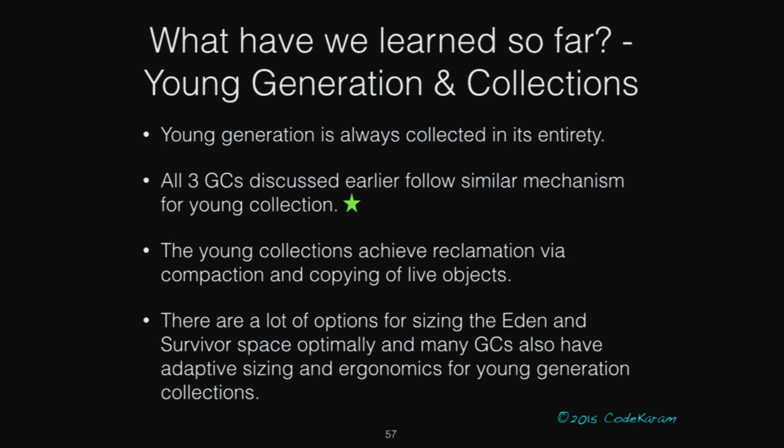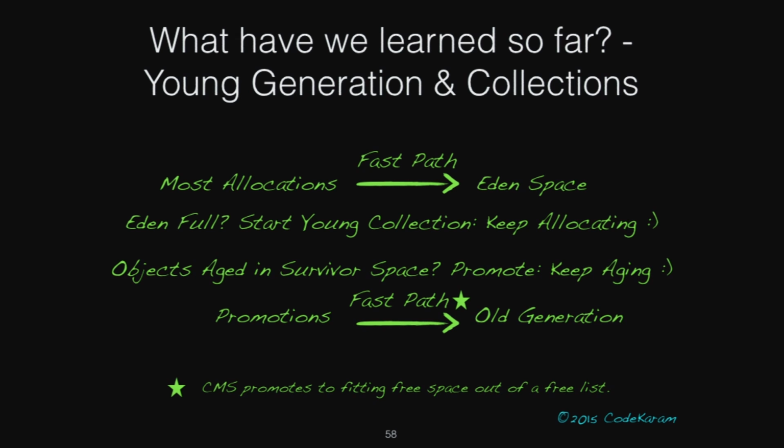Okay. Most allocations fast path into Eden. If Eden is full, you start a young collection, else keep allocating. Objects are aged in survivor space, then you promote, otherwise keep aging. Promotions are fast path into the old generation, except for CMS. CMS promotes only into fitting free spaces, right? If your promoted objects can fit into a free space, that's when CMS will promote, and it's out of a free list, so it's not really a fast path. I mean, not out of the TLABs. That's what I mean by fast path. Fast path is basically those thread local buffers, right?